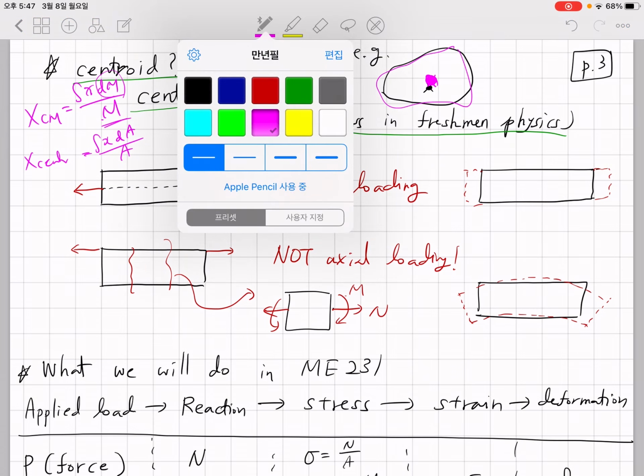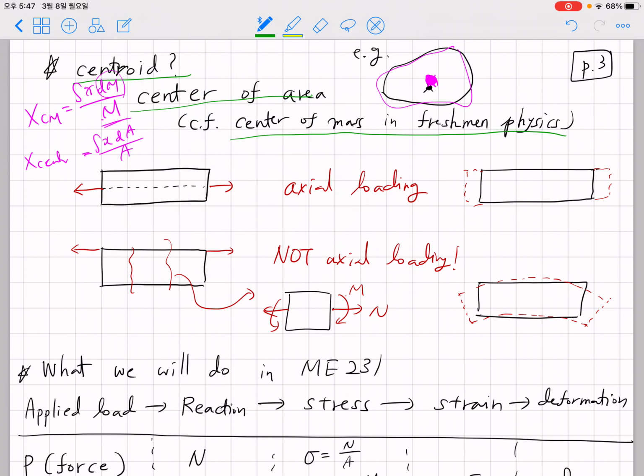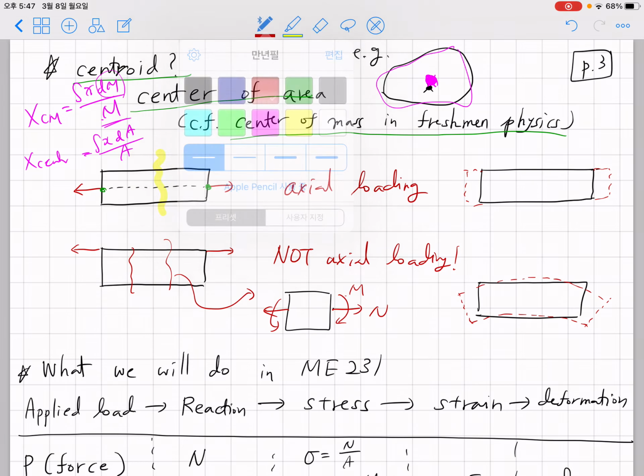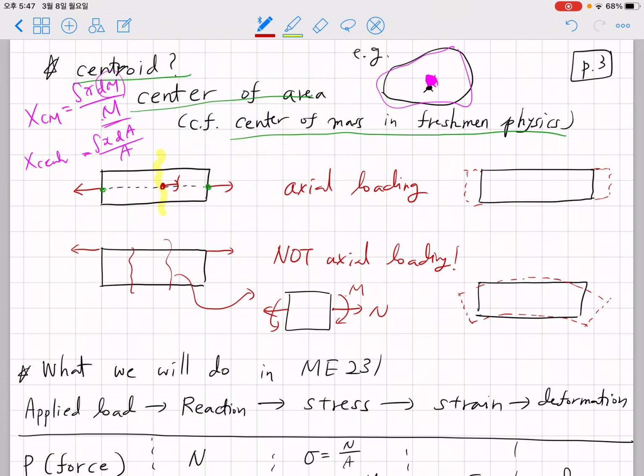Okay, now after making the definition of centroid, let me give an example of axial loading and non-axial loading. So if you consider a force acting on this centroid point for this circular pillar, circular cylinder, you can see that whatever imaginary cross section you choose, the reaction only has this kind of normal force acting at exactly the centroid point.